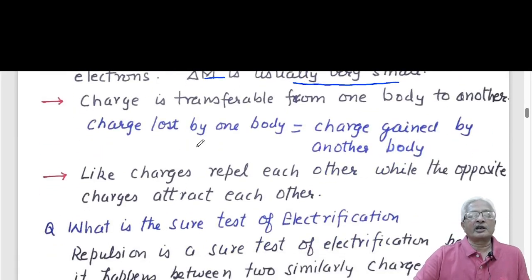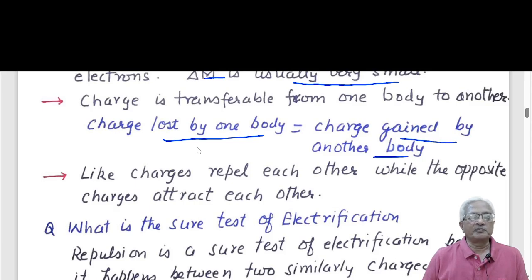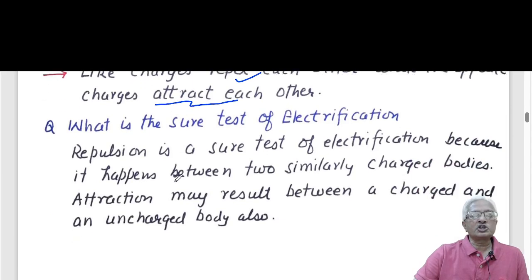Charge is transferable from one body to another. Like when we rub two bodies, one of the body loses charge, another body gains equal amount of charge. So what do we say? Charge lost by one body would be equal to charge gained by another body. Like charges repel each other, while opposite charges attract each other. One of the questions that we face is, what is the sure test of electrification? So repulsion is a sure test of electrification because it happens between two similarly charged bodies.